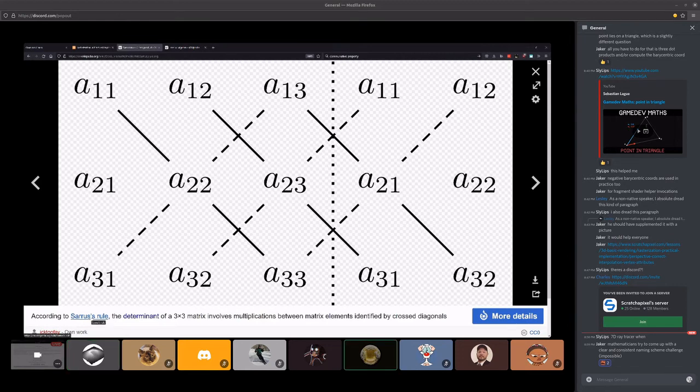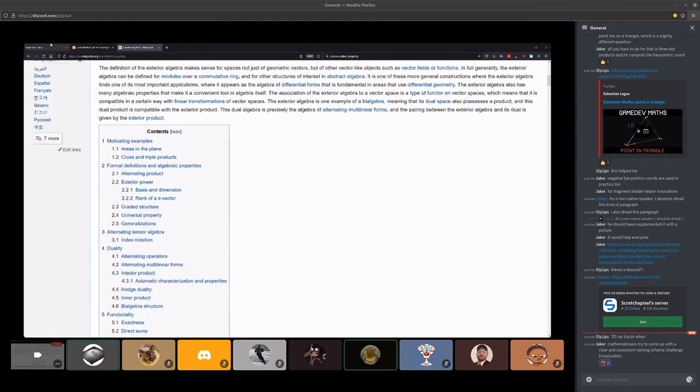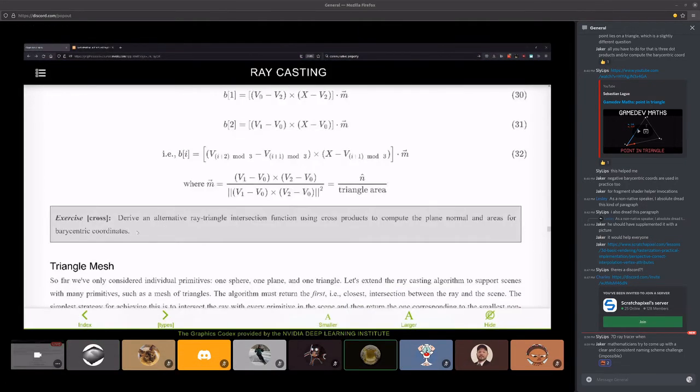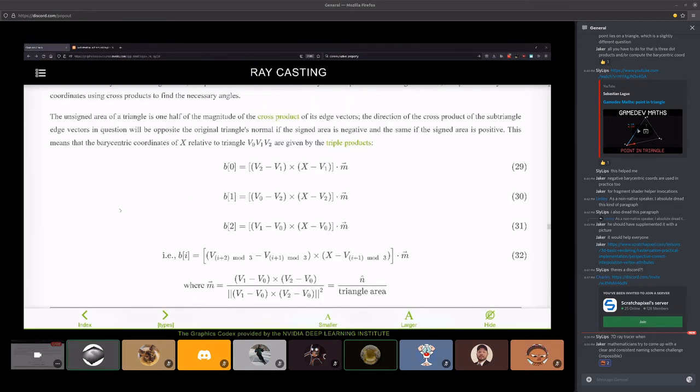Sarrus's rule. The determinant involves multiplication. Okay, I believe you. So this is lots of fun cross product stuff.